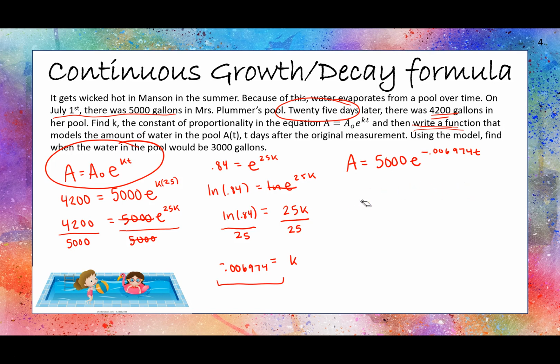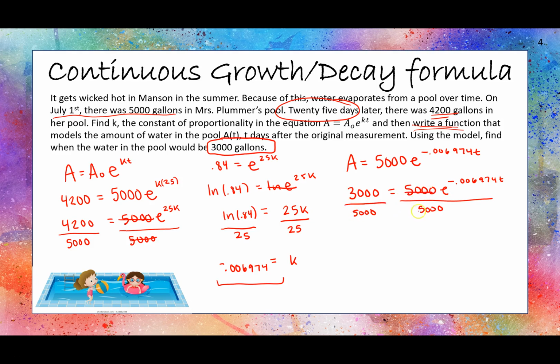All right, let's go ahead and answer this final question. It says, find when the water in the pool would be 3,000 gallons. So when would the amount be 3,000? So I'm going to put 3,000 in there, and we're going to be solving for our t. So first step is to divide by 5,000 on both sides. The 5,000s cancel, and then we get 3,000 divided by 5,000, which is just a plain old 0.6.